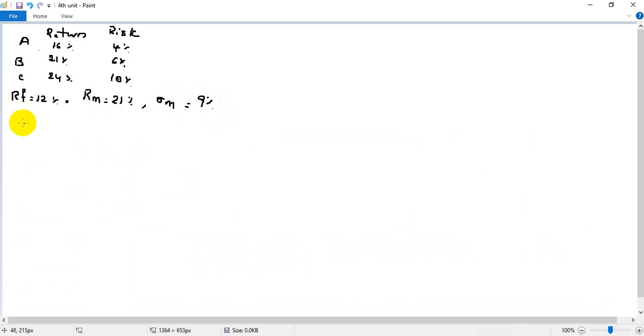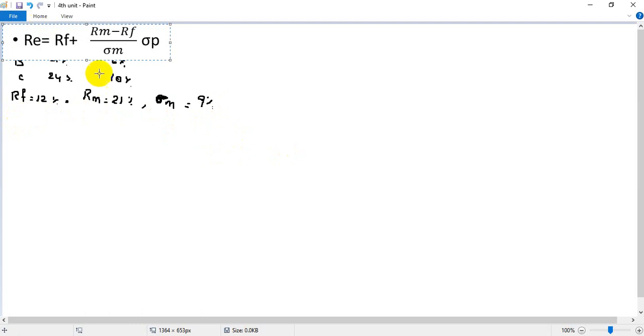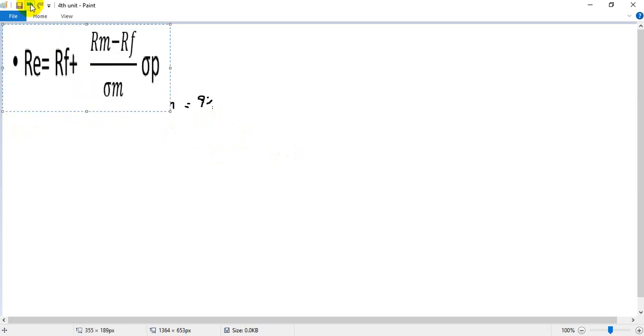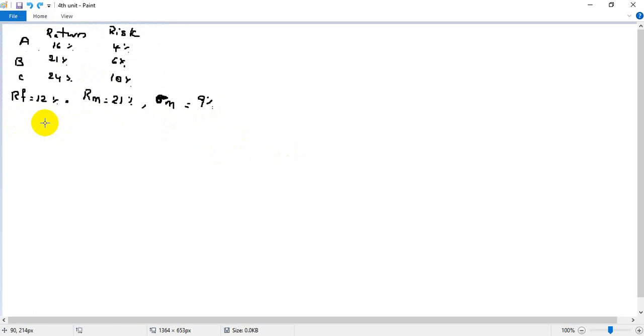Risk means standard deviation signifies the risk. So whenever he says use standard deviation of risk, you need to take it down as this symbol. So let's take down the formula. This is the formula, right?